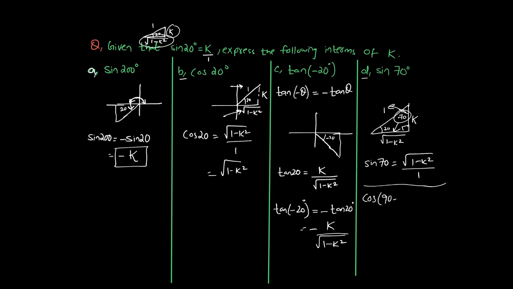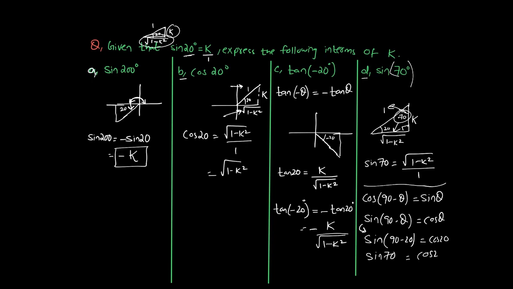Another way to look at it was, do you remember this? Cos 90 minus theta is equal to sine theta, or sine 90 minus theta was equal to cos theta. So if you have sine 70, your theta is 20, right? So if you place theta as 20, sine 90 minus 20 is equal to cos 20. So sine 70 has the same value as cos 20, and cos 20 value was square root 1 minus k square.